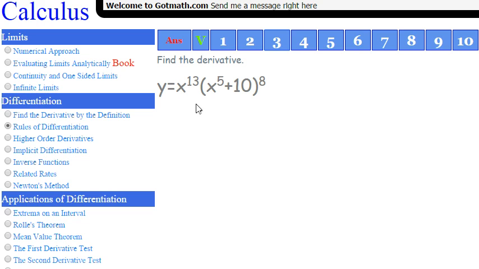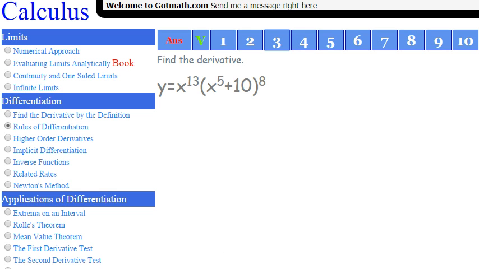So we want to find the derivative of y equals x to the 13th times x to the 5th plus 10 raised to the 8th power. In this section we talked about the power rule and the constant rule, and then we moved into the general power rule, which also involved the chain rule. And this one we're going to be doing the product rule. So we're working our way through the 5 or 6 rules that we need to know in order to take derivatives.